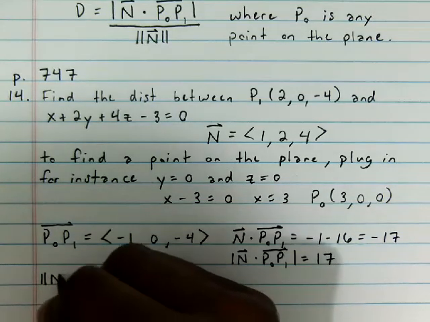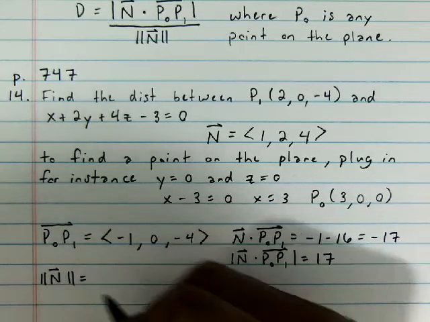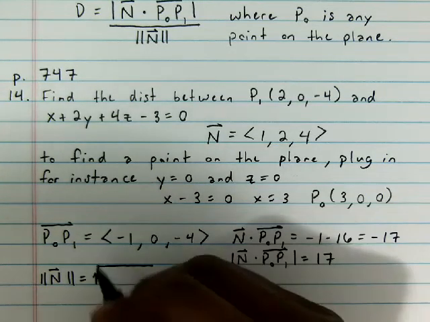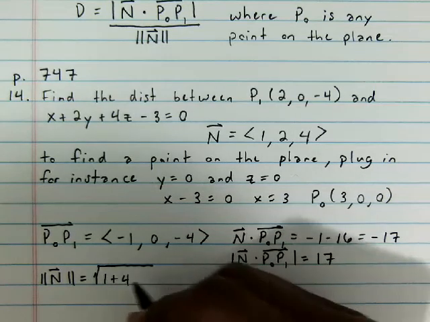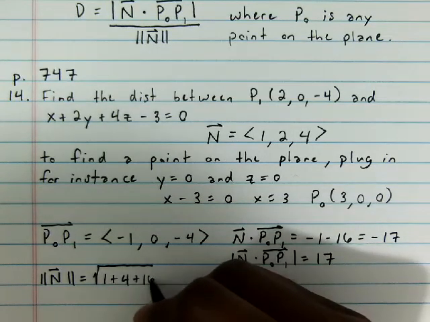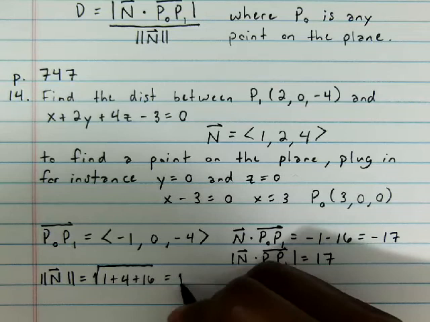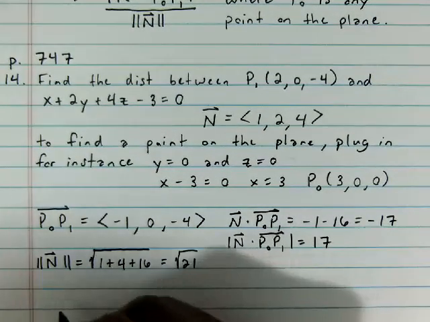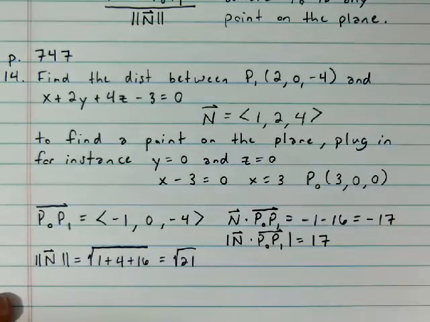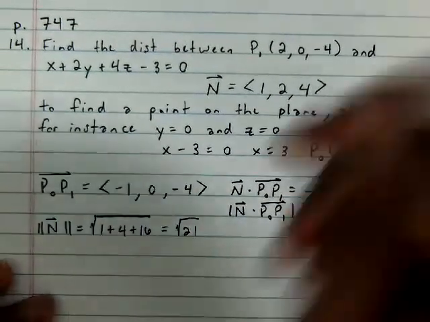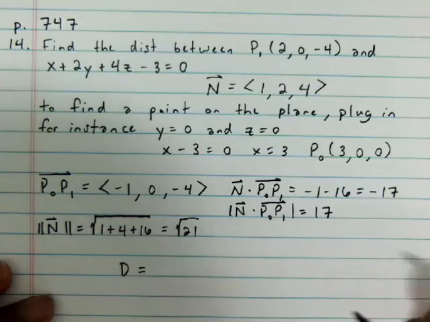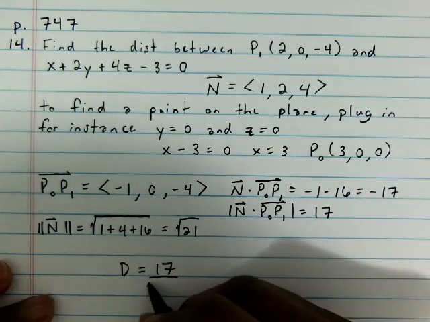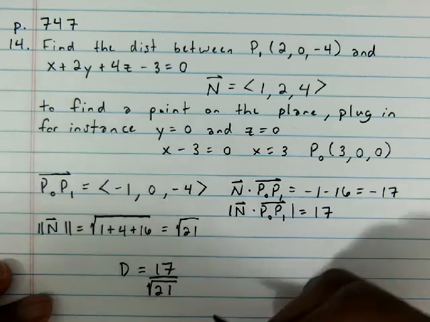So the magnitude of n is equal to the square root of 1 plus 4 plus 16. So the square root of 21. And that gives us our d. Our d is 17 over the square root of 21.